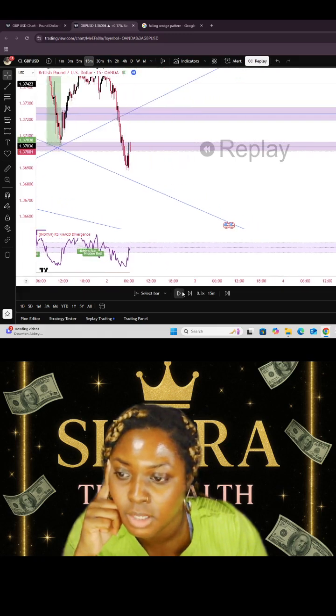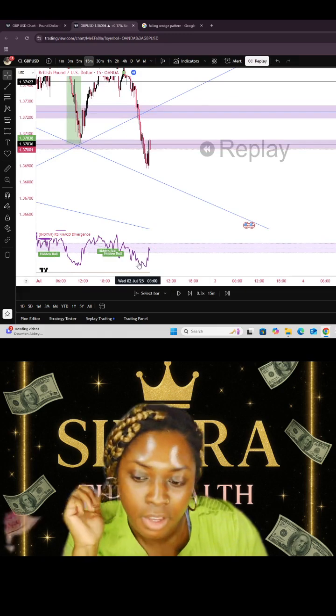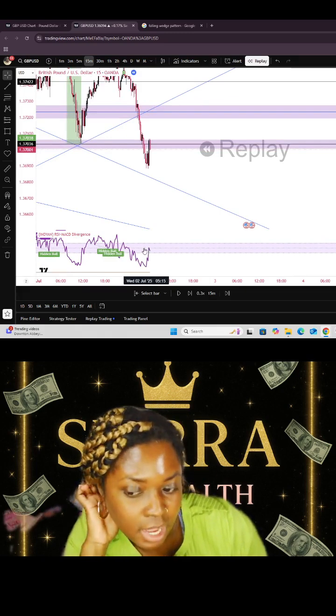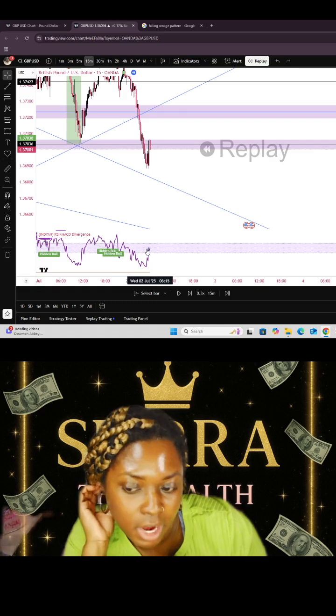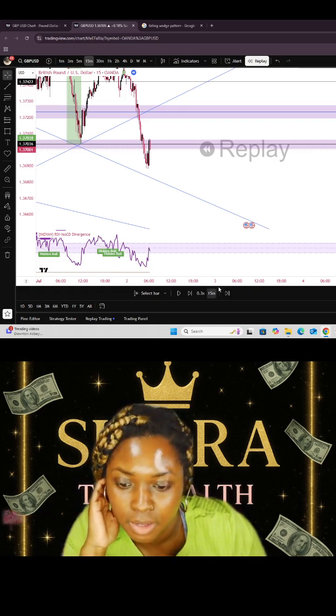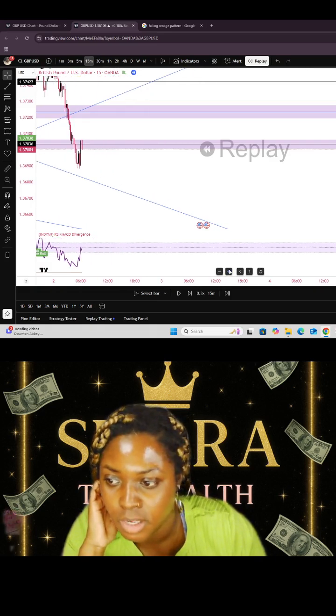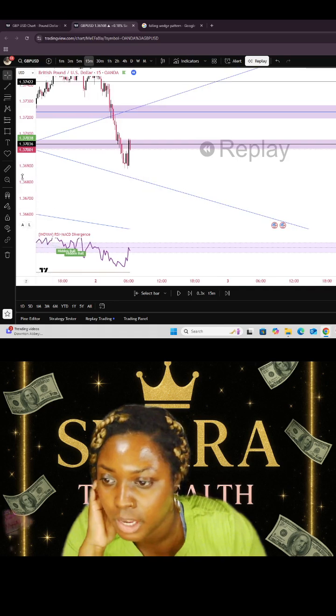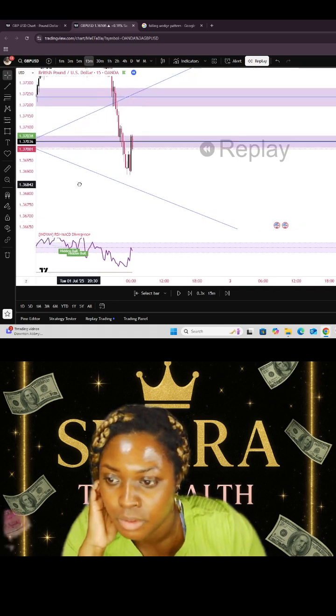Okay, let's pause it. All right. So price shot up on our RSI to this middle area right here. Okay. It looks like it's giving us a bend. We're still looking for our candlestick pattern though.